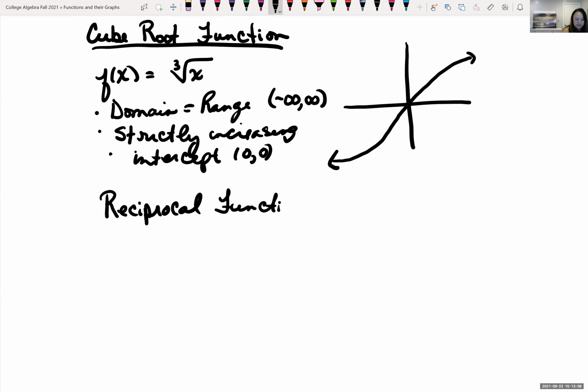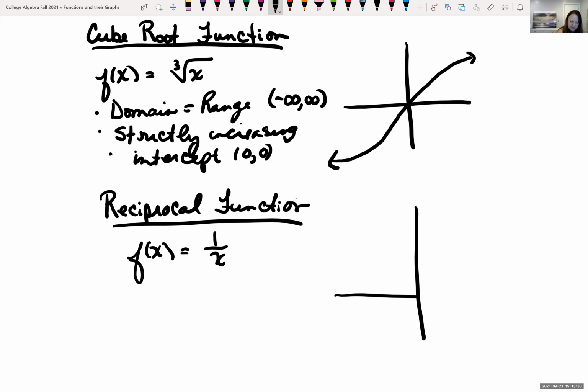And so that's a reciprocal function. This is f of x equals 1 over x. So we have to be careful here because we can't have values of x which set our denominator equal to 0. So we have to restrict that domain to exclude x equals 0.